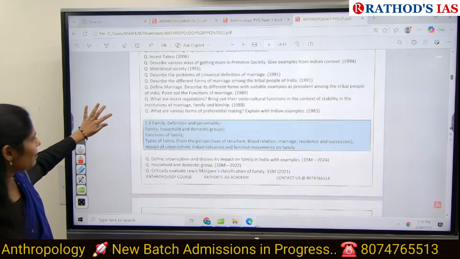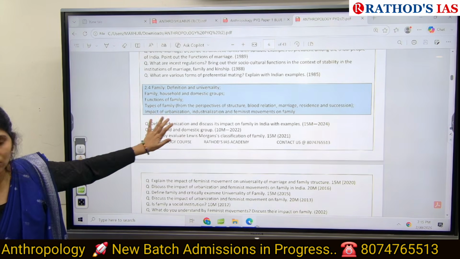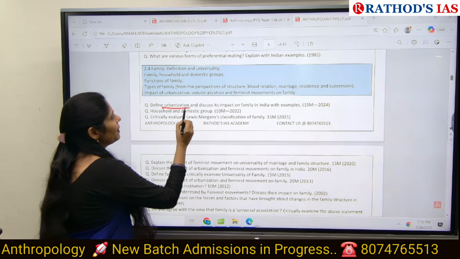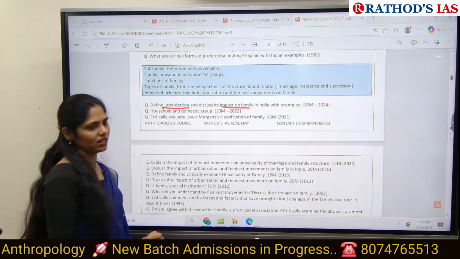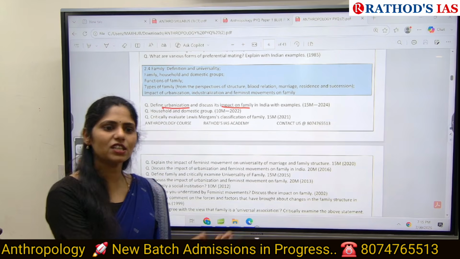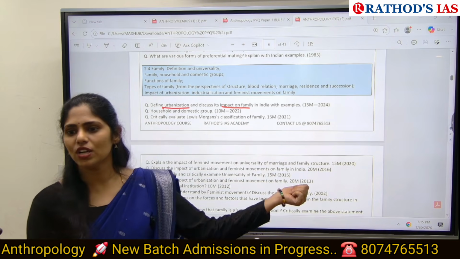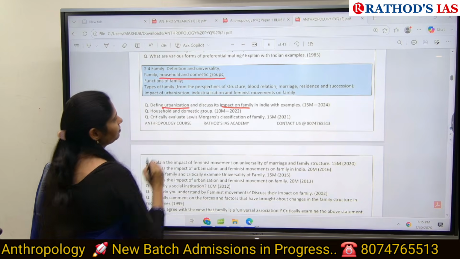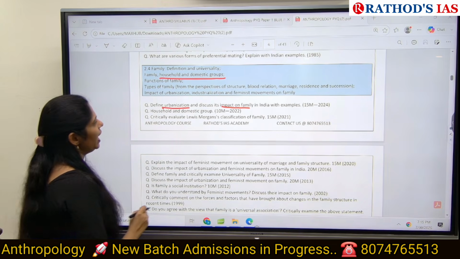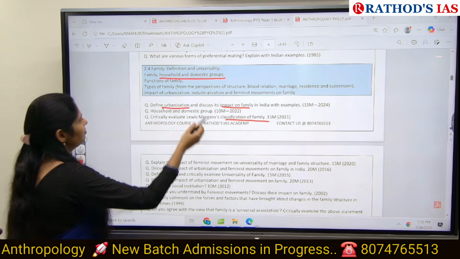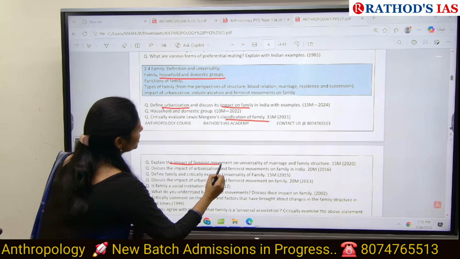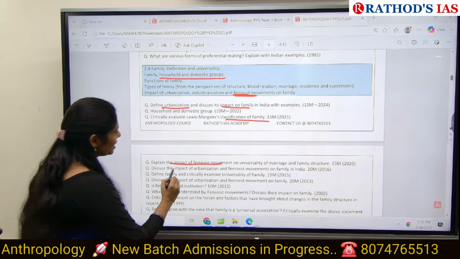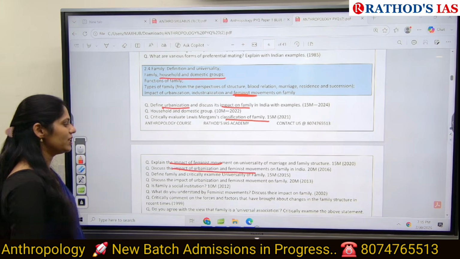Okay, now let us see 2.4. It is about family. In this family, in 2024, there was a question: define urbanization, discuss its impact. We'll discuss lots of examples of how it is impacting. Next one is household and domestic group in 2022. Next one is classification of family. Next one is impact of feminist movement. You have the feminist movements in your syllabus. Next one is impact of urbanization and feminist movement.